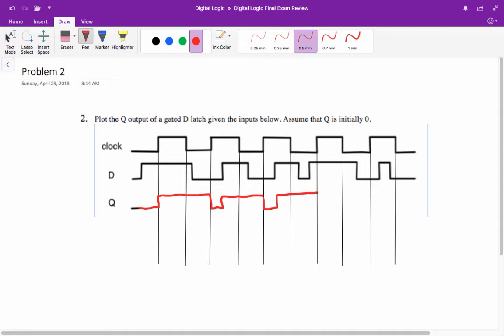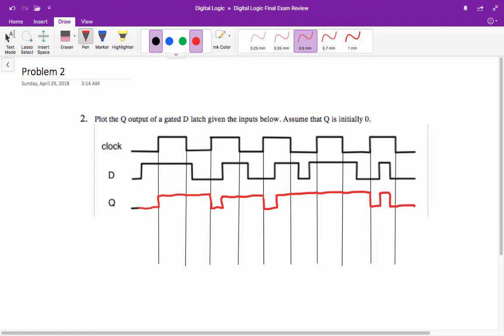The clock is 1 and D is 1, so Q will be 1. The clock is 0, so there's no change. Now the clock is 1, so the Q output will follow the D input. The D input here is 0, and then it changes to 1, and then it changes back to 0, and then it will stay like that.